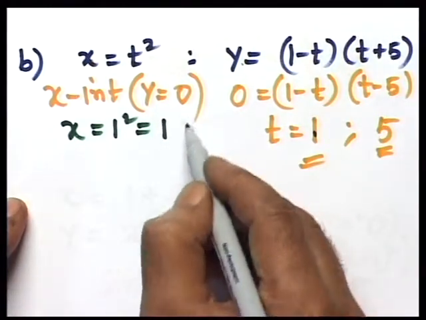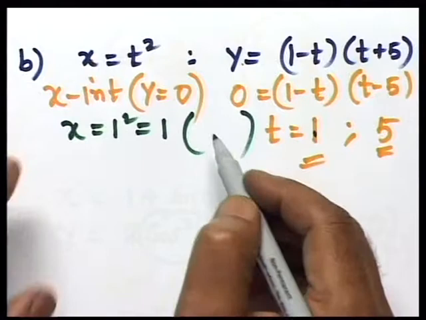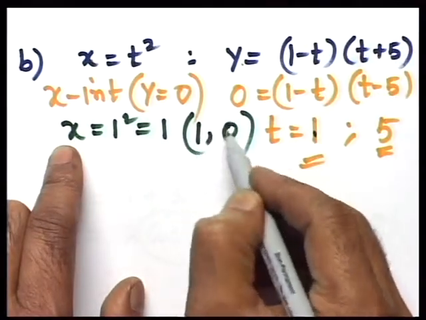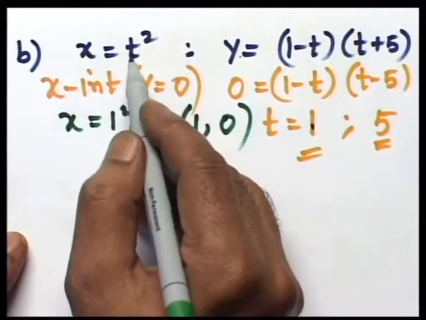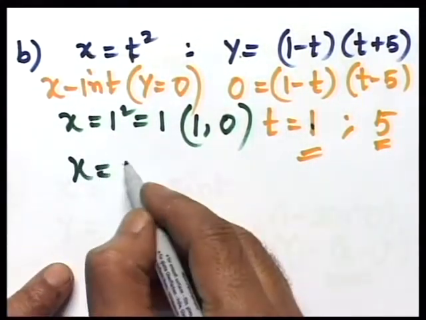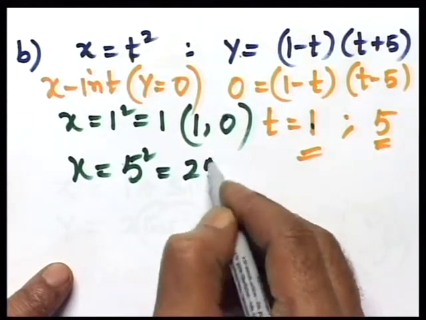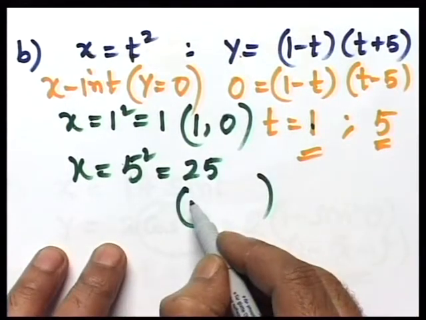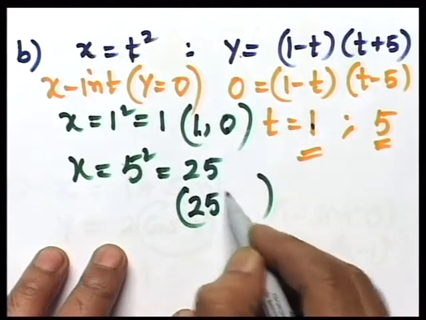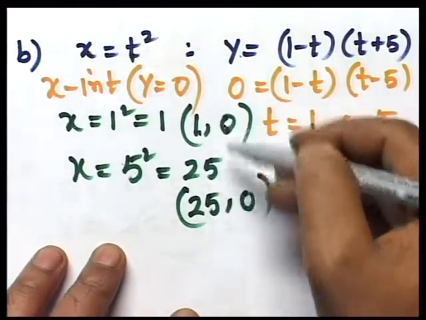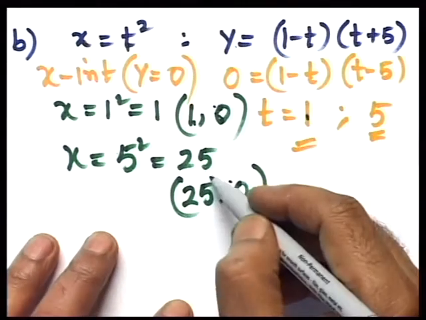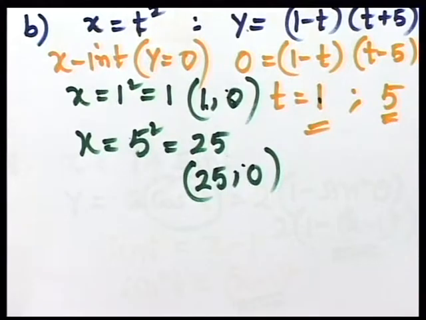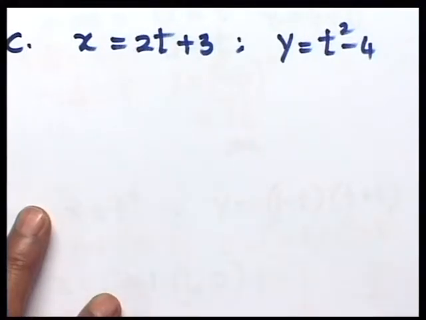So we got a point where x is 1 and y is 0. When t is 5, we put 5 there and we get x equals 5 square, which is 25. So we have two intercepts. One is (1, 0), the other one is (25, 0). Those are the two points where the Cartesian curve cuts the x-axis. We need to see where it cuts the y-axis now. Very important.